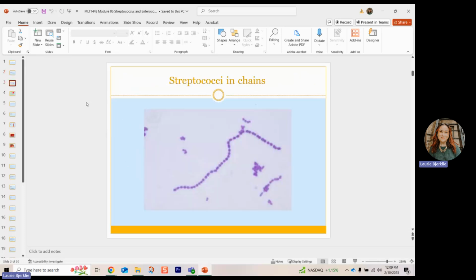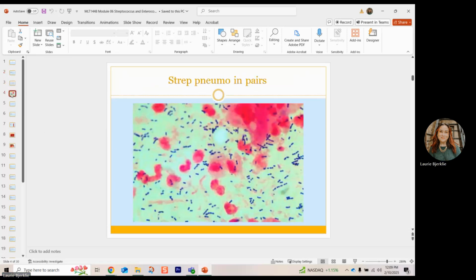This is what strep might look like on the gram stain. You can see the chaining effect it can have. This is a really long chain. They don't always chain that long, but you can kind of see what it means by saying it's in chains.